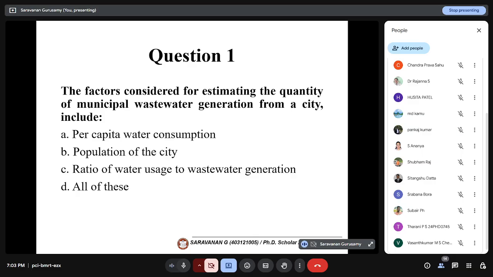Mostly it will be multiple choice. One or two will be numericals, and that is also very easy to solve. If you practice all the assignment problems, it will be very easy. The assignment problems are simple.